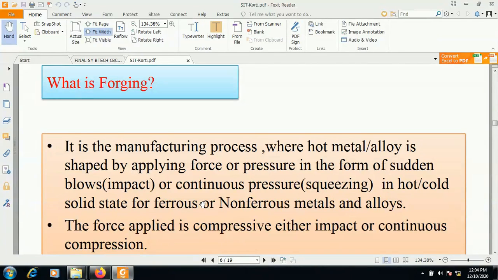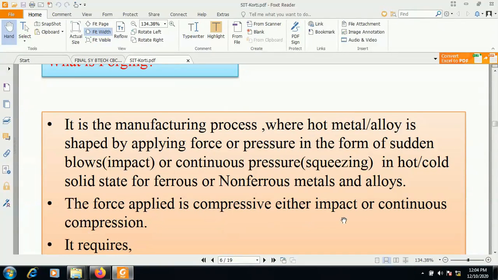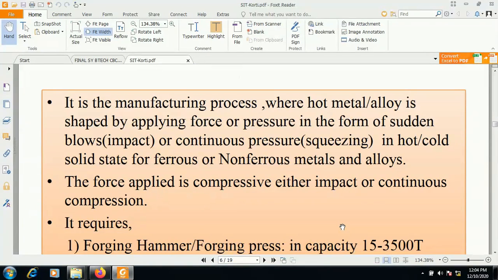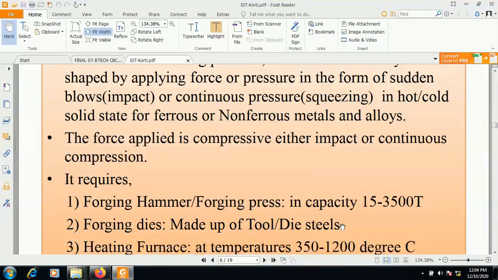Or agricultural tools, you can see wear and tear of the agricultural tool is also very less, because these tools are made by a forging operation. The force applied is compressive, either impact or continuous compression. Compressive force we apply on the red hot metal to achieve its deformation. This forging operation requires a forging hammer, which has a capacity of 15 ton to 3500 ton.